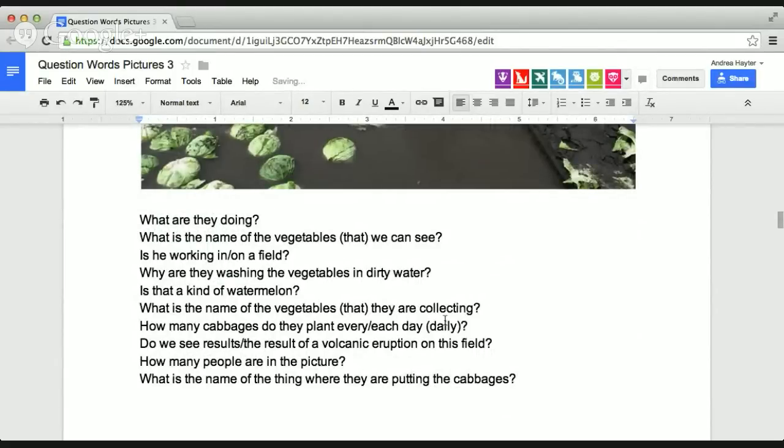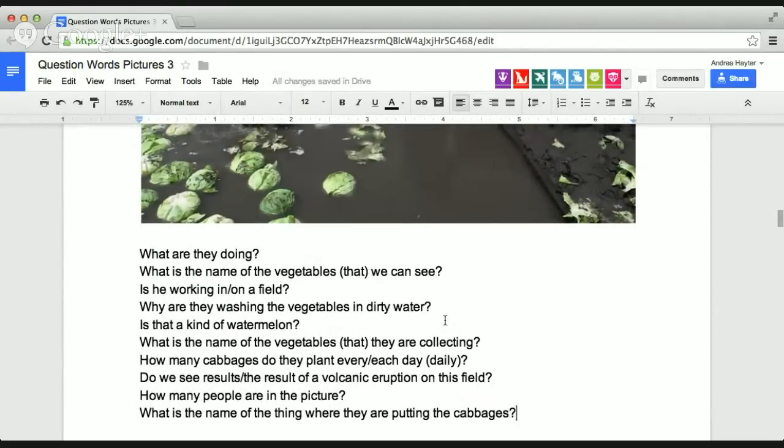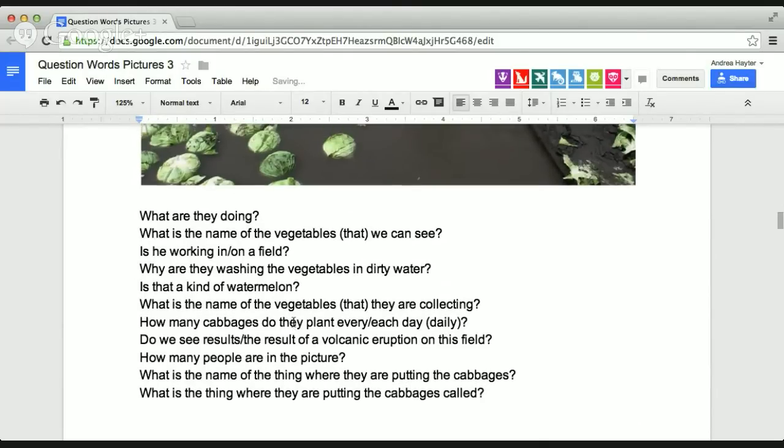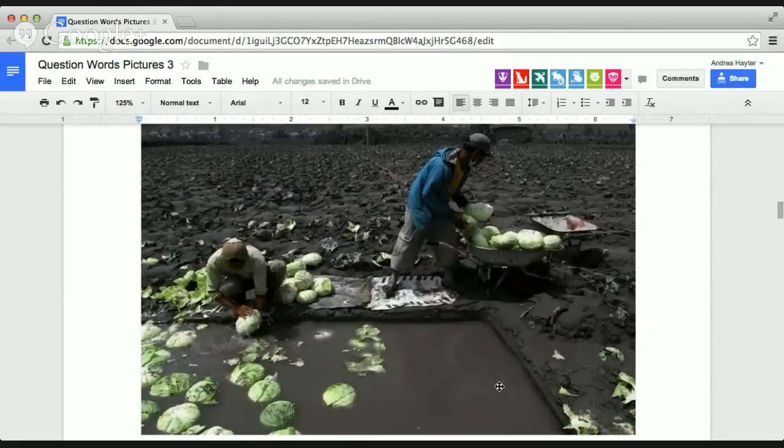Yes. You can also say, what is the thing where they are putting the cabbages called? That's another way to ask that. What is that called? What is the thing where they are putting cabbages called? This is all one thing. Thing where they are putting cabbages is all. This whole thing works like a noun. The thing, and then a little bit of extra information about it. Okay? What else?